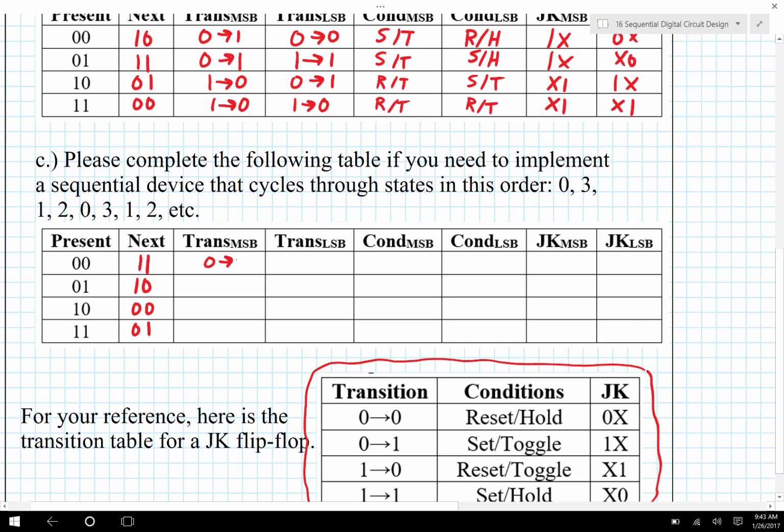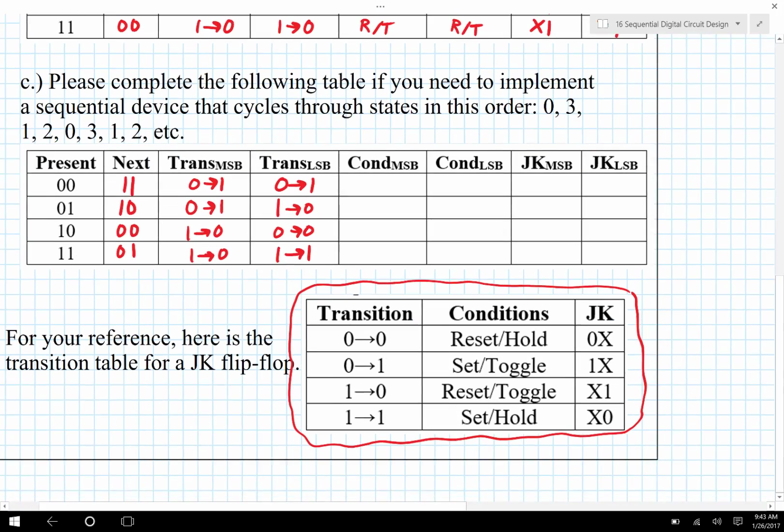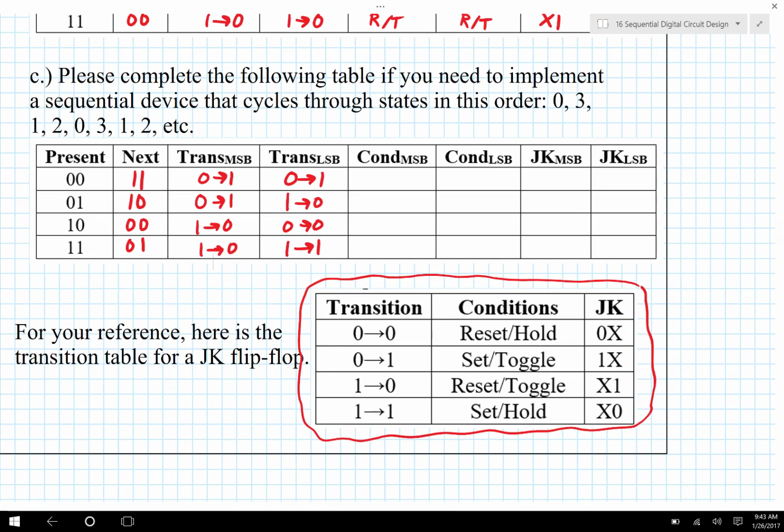Break it up into the transitions. 0 to 1, 0 to 1. Let's see, this will be a 0 to 1 and a 1 to 0, 1 to 0, 0 to 0, 1 to 0, and 1 to 1. Again, I'm going to look each of these up in the table. 0 to 1, that's a set or a toggle. Again, you have to have that in front of you or else it's really very difficult to solve these problems. I have a few set toggles here. So there's one, another set toggle, and that's a 1x.